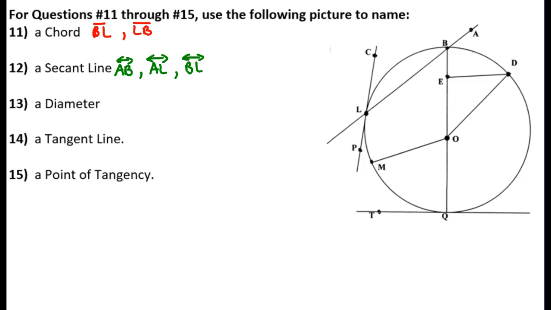A diameter. Remember, a diameter goes from one endpoint to the other and must go through the center. So the diameter in this example is segment BQ.